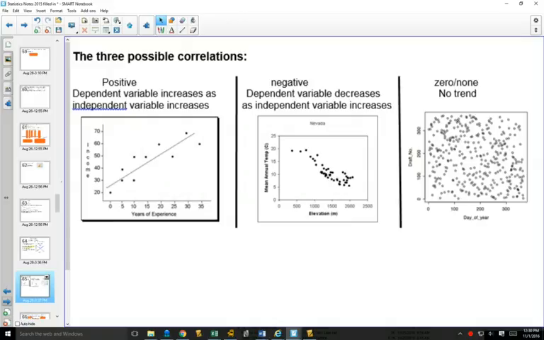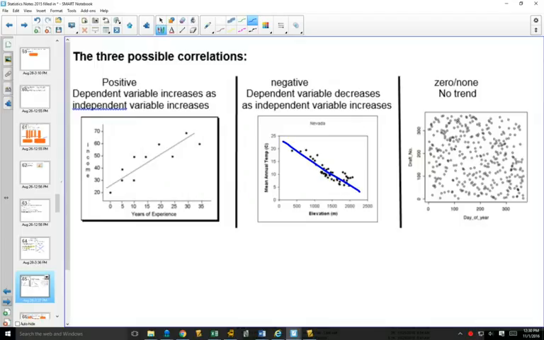There's no strong zero or weak zero. It's just zero. So, how much money you make and how many years of experience. Generally, you'll make more money the more years of experience you have, so that would be something that's positive. The independent variable, along your x-axis, increases, and the dependent variable, which is your y-axis, increases as well. Negative correlation is when you would have like a negative slope.